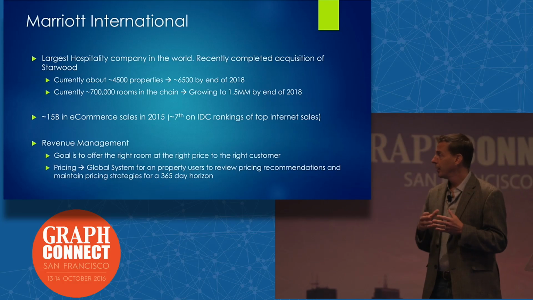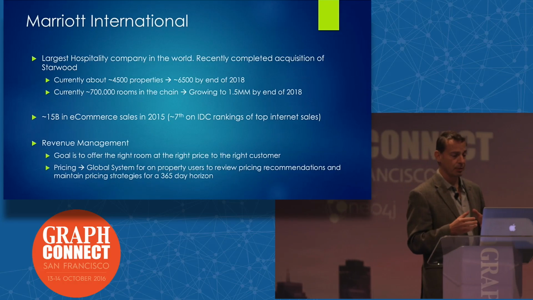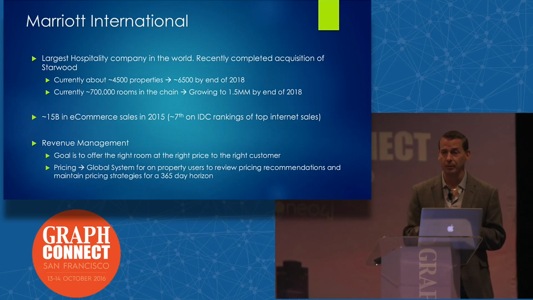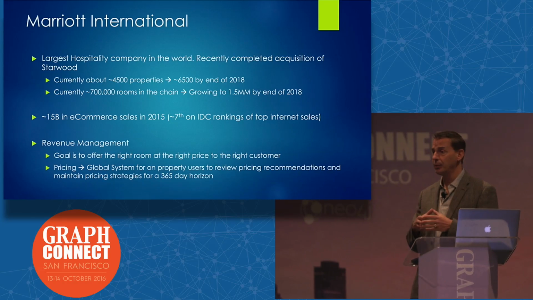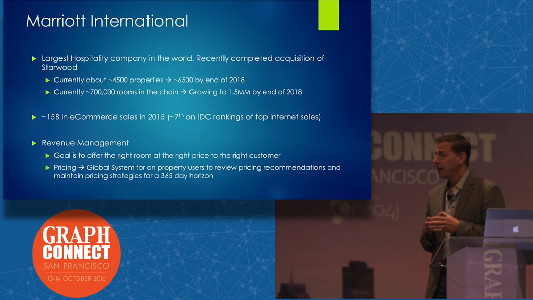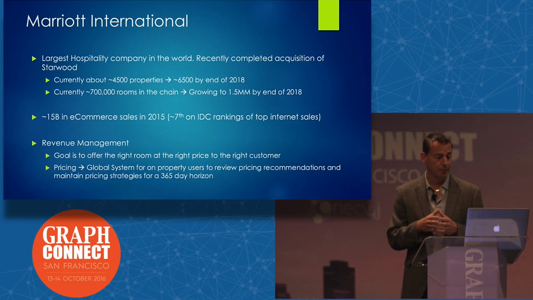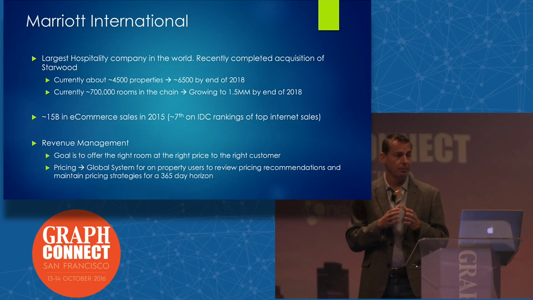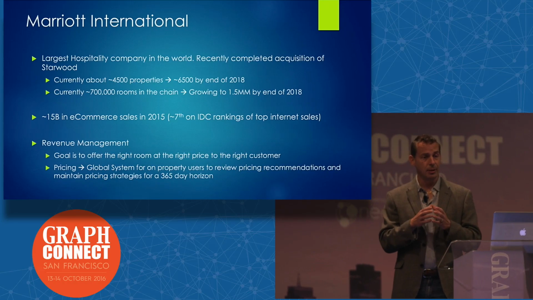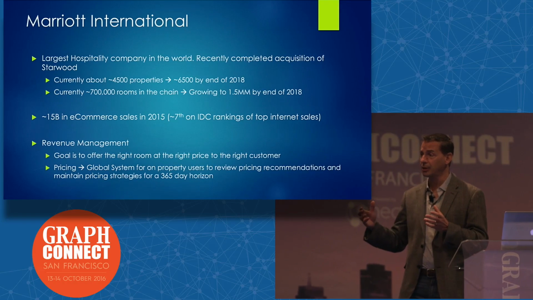Within revenue management, our goal is to offer the right room at the right price to the right customer. So that involves customer segmentation. We manage our special corporate relationships with companies like IBM or Accenture. And then specifically within pricing, one of the main platforms that I support has to go through the process of how do we provide pricing recommendations, and take those recommendations and provide a system for 4,500 properties globally to be able to maintain a pricing strategy.